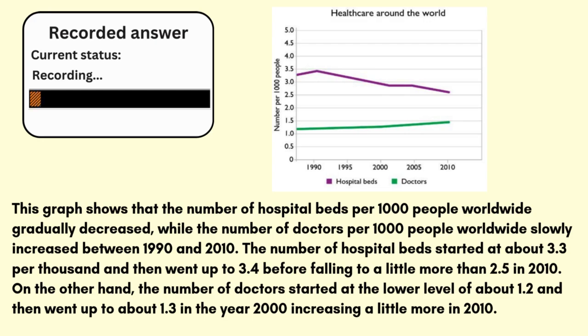This graph shows that the number of hospital beds per 1,000 people worldwide gradually decreased, while the number of doctors per 1,000 people worldwide slowly increased between 1990 and 2010. The number of hospital beds started at about 3.3 per thousand and then went up to 3.4, before falling to a little more than 2.5 in 2010.